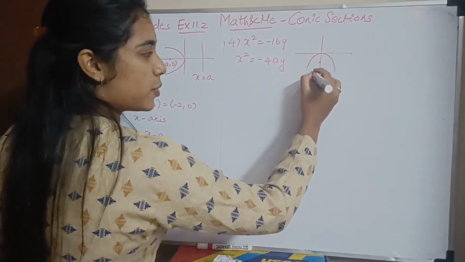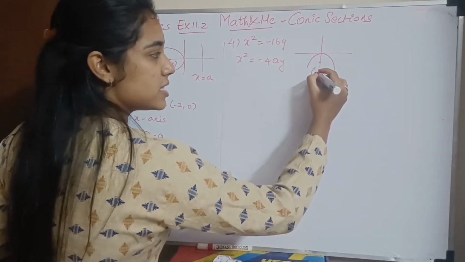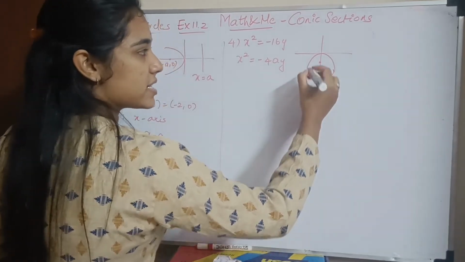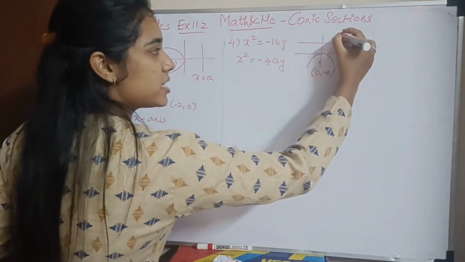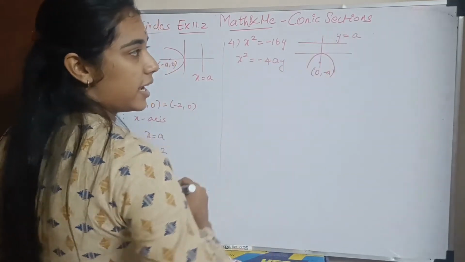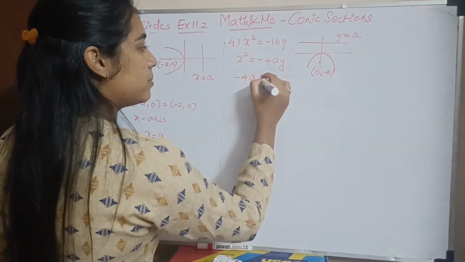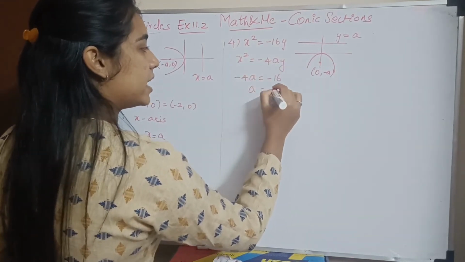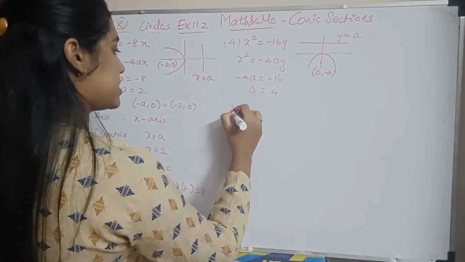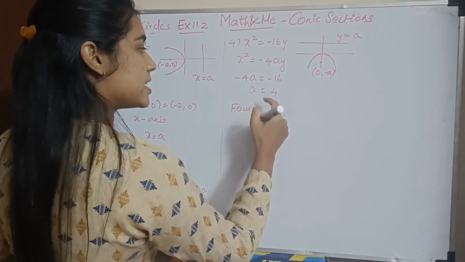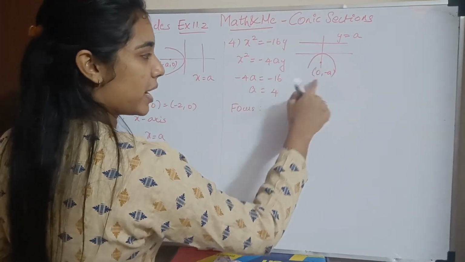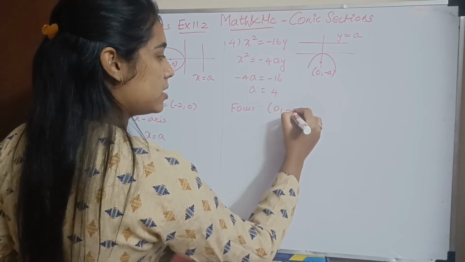So what is your focus point? It lies on the y-axis. So it's 0 comma minus a. And this is the equation to your directrix, which will be y equals a. Okay. So on comparing, I have 4a equals 16, a equals 4. So what is my focus? It's 0 comma minus a. So it is 0 comma minus 4.